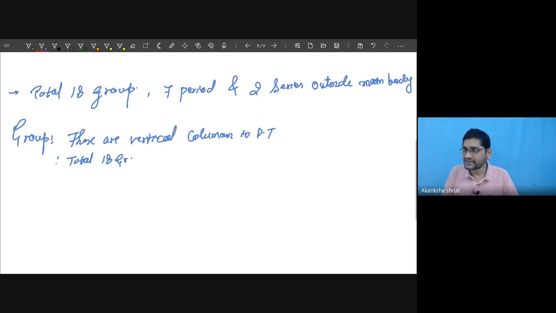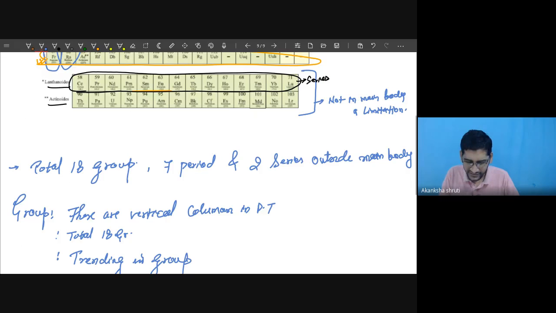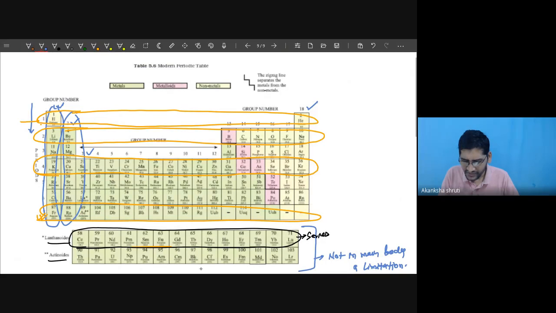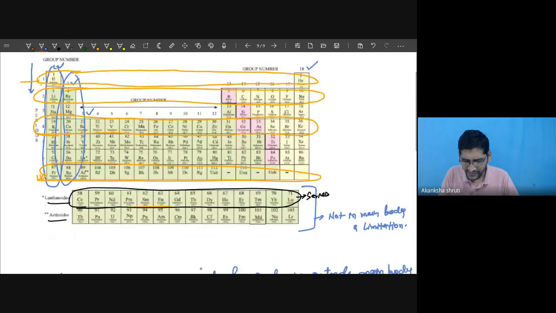What are the properties in this group, or trends, that we will write. So trends in group means while you are going downward, say if you are considering group 1, which contains hydrogen, lithium, sodium, potassium, rubidium, cesium, francium, you can observe that moving downward, potassium is a better metal than lithium, even sodium. Then cesium and francium are so metallic that they can show the photoelectric effect.